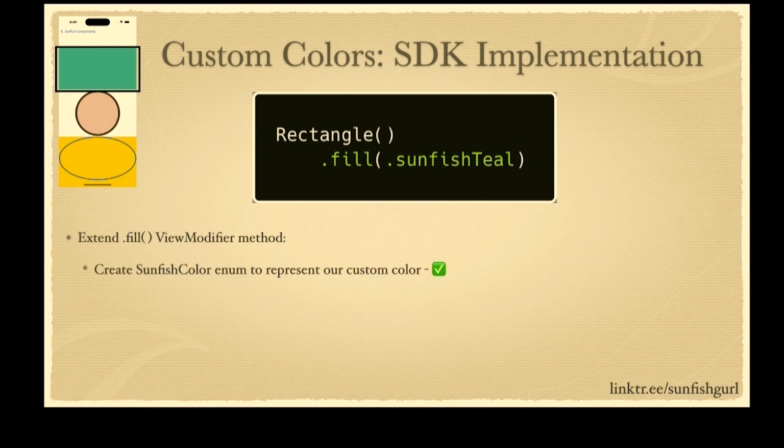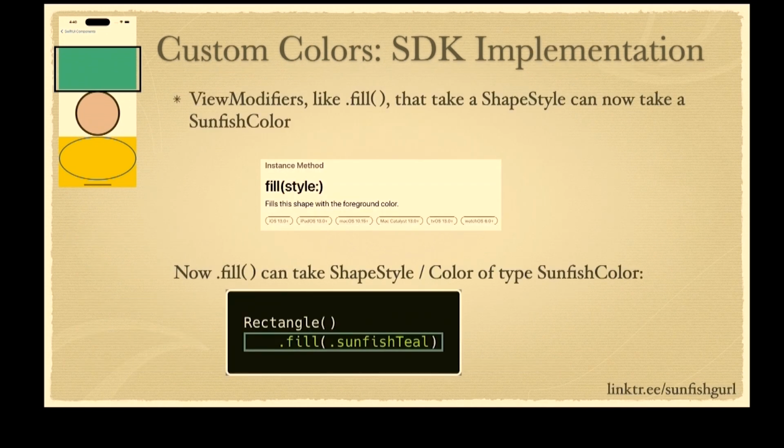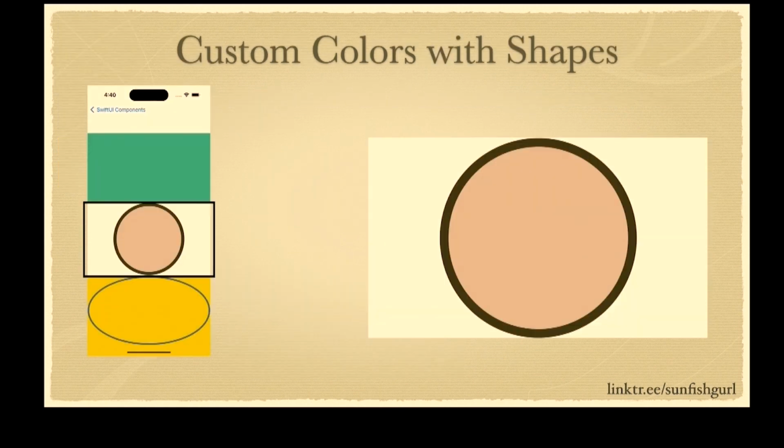So in order to extend the fill view modifier method, we create a sunfish color enum. We extended color to initialize color from sunfish color. We extended the shape style to use custom color initializer. Therefore, view modifiers like fill that take a shape style can now take a sunfish color. So now you can use fill with sunfish teal.